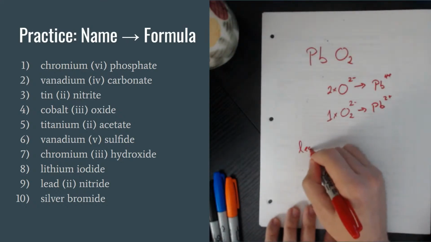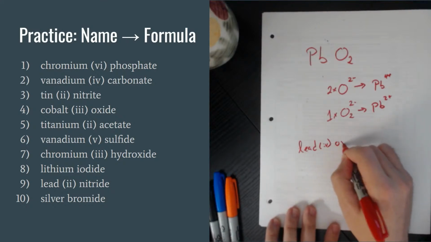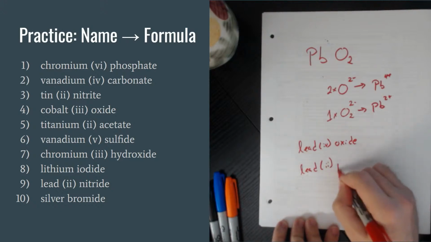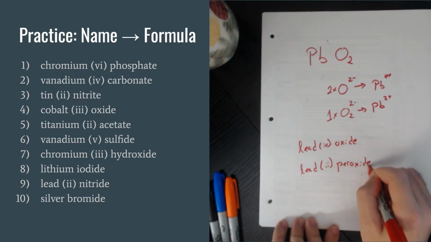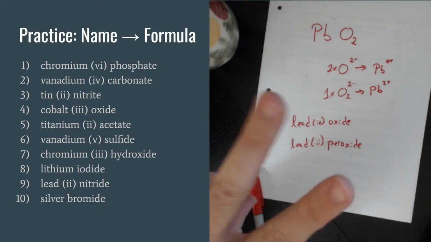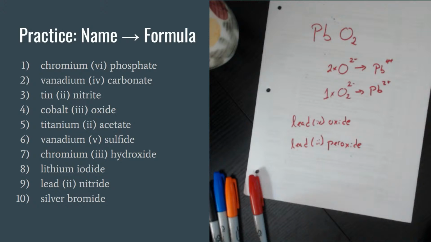You could have lead 4 oxide or lead 2 peroxide. So that's why we don't just rely on formulas, why we also have to have names. Well, that's one of the reasons. That's just, again, a note. Be very careful about mercury 1 and peroxide. Those guys can fool you. They can screw you up. And practice, practice, practice.